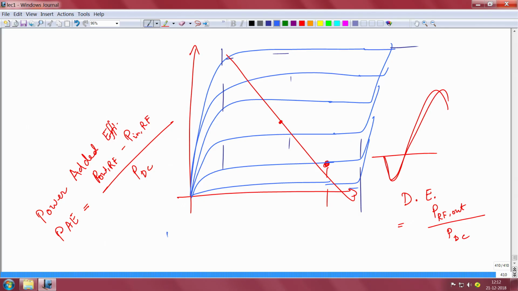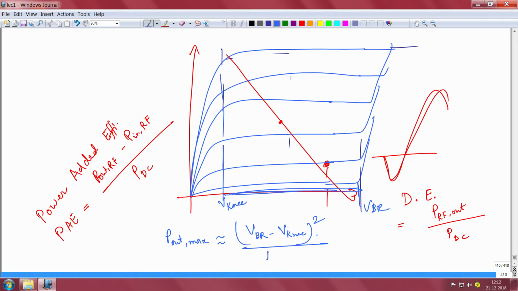And the maximum output power you will get from such a device is given by the breakdown voltage here. This is the breakdown voltage, and this is the knee voltage, right. So, the swing is limited between these. So, it will be breakdown voltage minus knee voltage, because that is the swing you are getting, squared, divided by RL, the optimum load resistance. That takes into account the current also, by the way, okay. So, this is the maximum output power that you are going to get from the power transistor, okay.